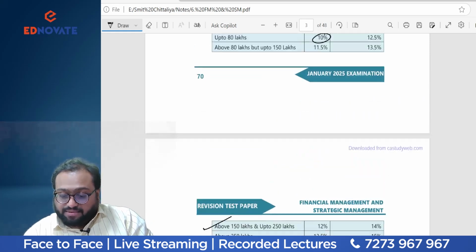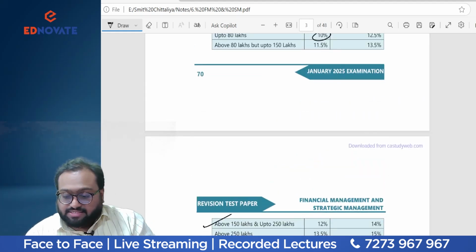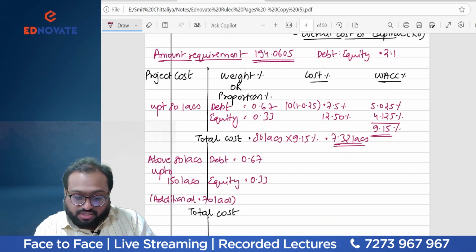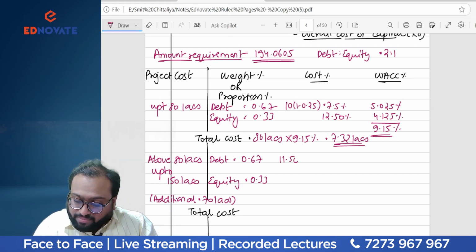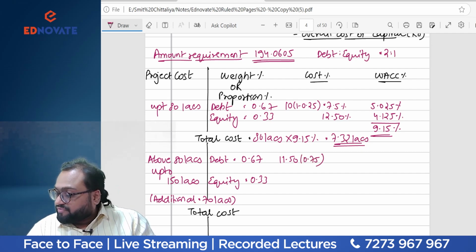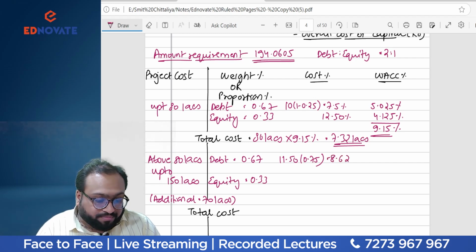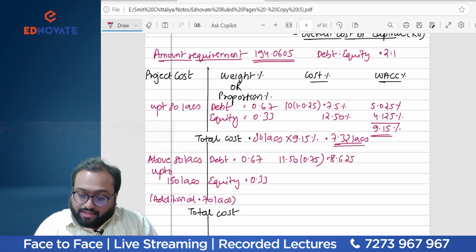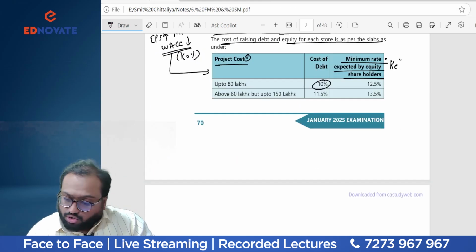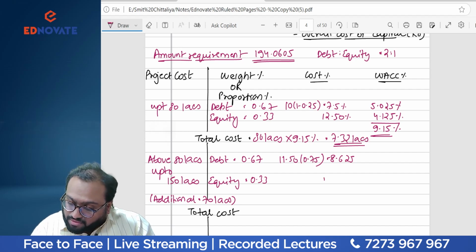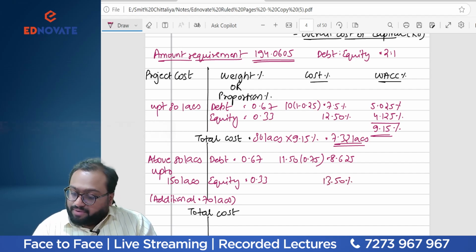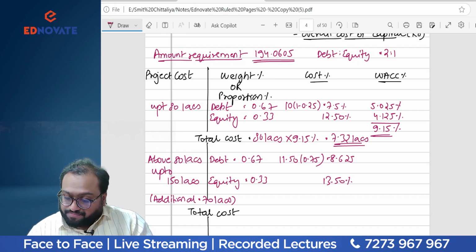So when we are raising above 80 lakhs but up to 150 lakhs, my rate of interest is 11.5%. If I'm not wrong, students, correct me. Yes, it is 11.5%. So we'll write down 11.5%. I can directly write into 0.75. So 11.5% into 0.75 will be 8.625, and the cost of equity is how much? The cost of equity is 13.5%. So I can write down directly over here 13.5%.